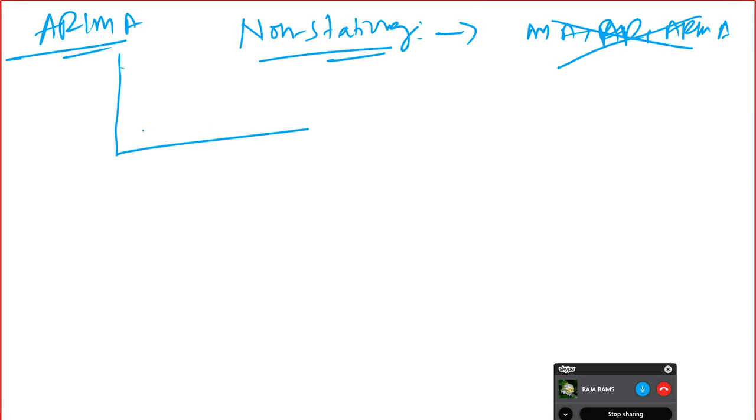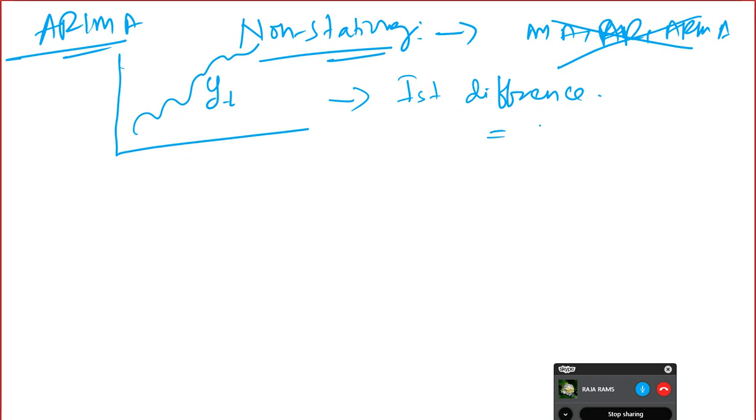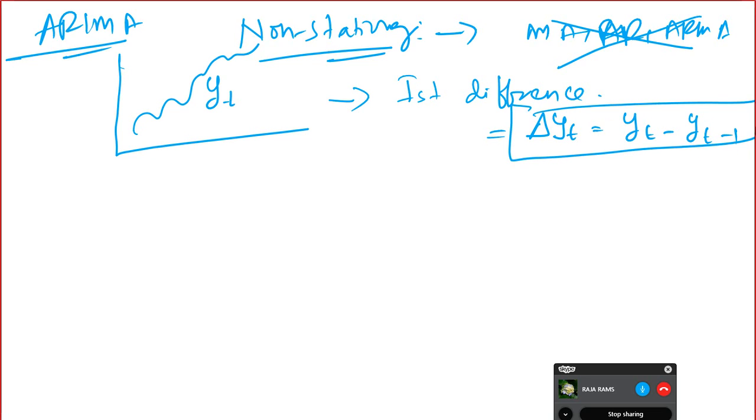If a curve is like this, when you take the difference of that, let's say this is yt, you take the first difference, that means delta of yt is equal to yt minus yt-1. Let's say this is the first difference.